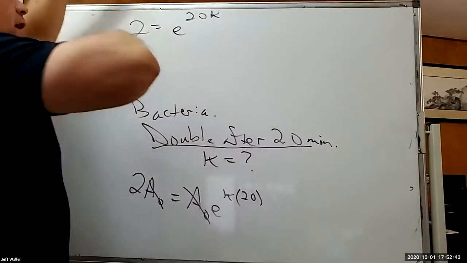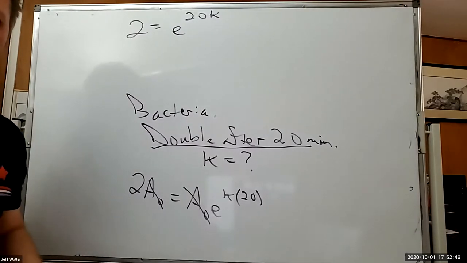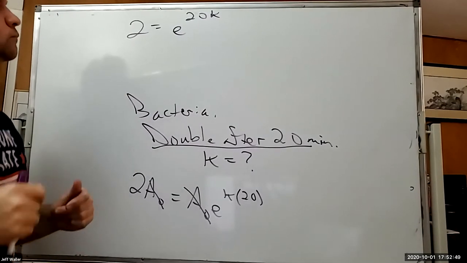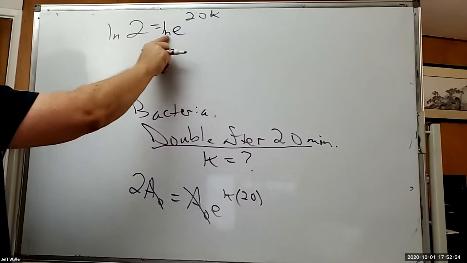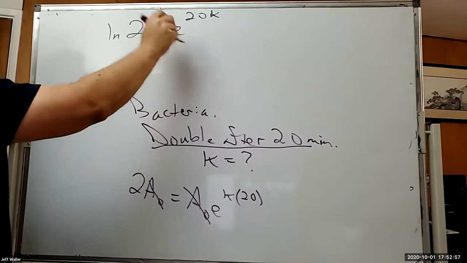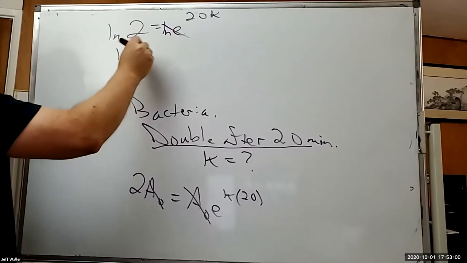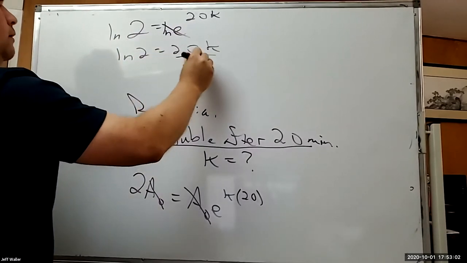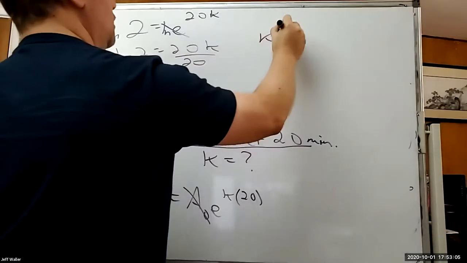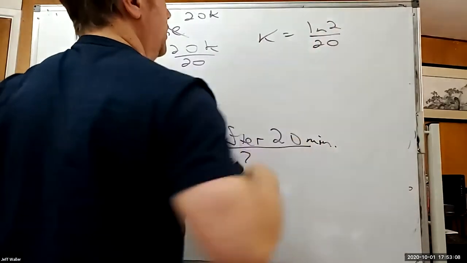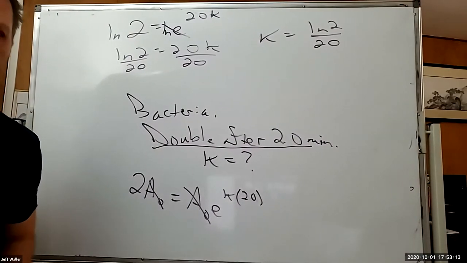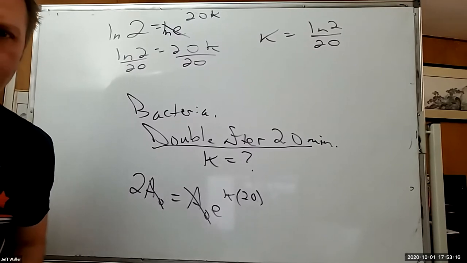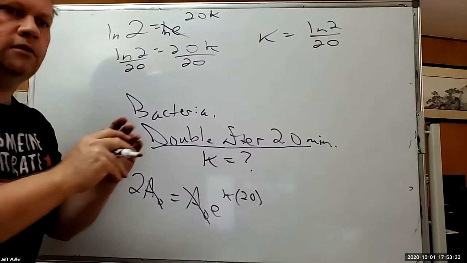All right, how do you solve for k? Natural log of both sides. Yes, you take the natural log. What happens here? It cancels. Yeah. So we get natural log of 2 equals 20k, and then I just divide by 20. K equals natural log of 2 over 20. Kick ass.